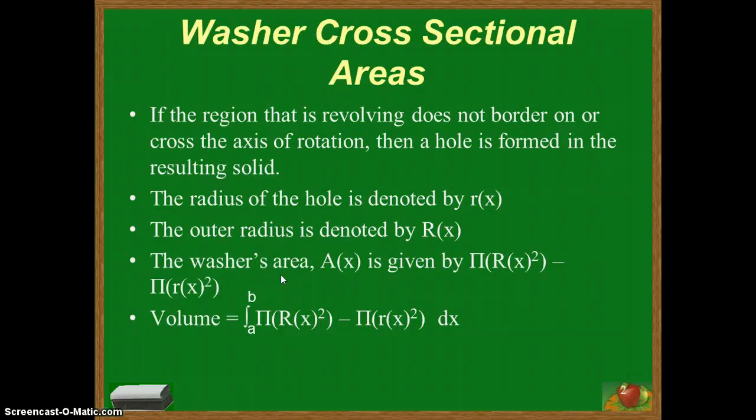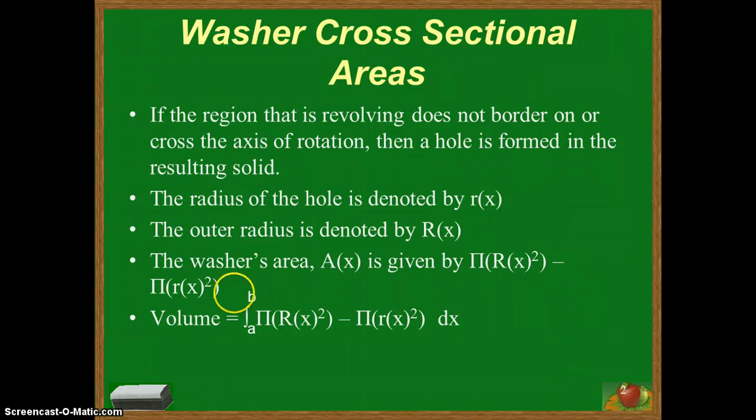Let's say the region that we're revolving around an axis does not border or cross the axis of rotation. Then what will form is a hole in the resulting solid. So instead of having, let's say, a Bismarck, we would have a donut, okay, where the hole would be, you have to take that volume away from the solid of revolution.